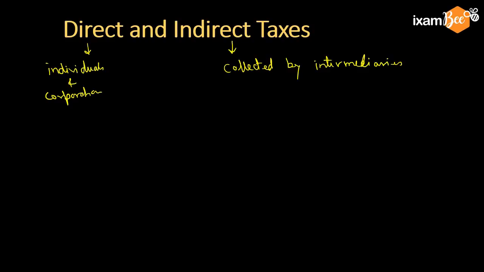Say for example, if you see the example that will make it very clear, income tax. You must be aware that there are different income brackets. Say somebody is earning 10 lakh rupees per annum. So he is paying close to 30% income tax on that. So that tax is directly paid by whoever is earning to the government of India.